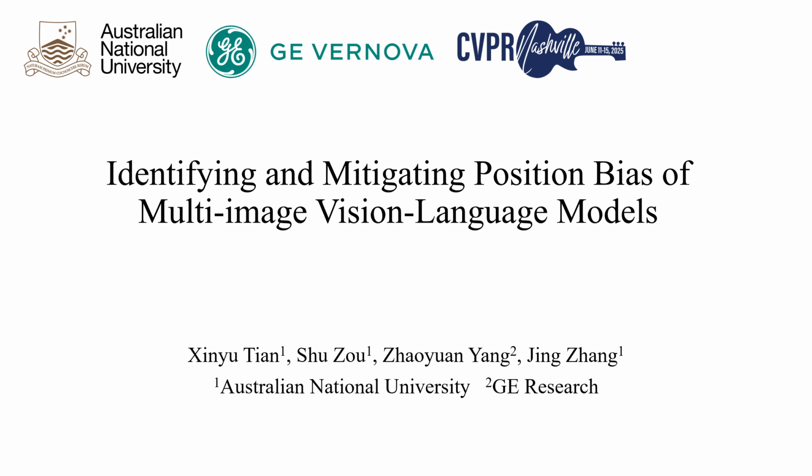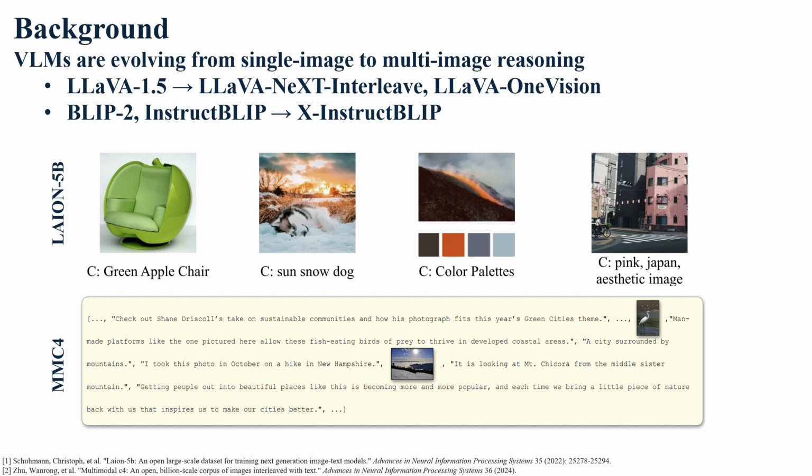Firstly, we will go through some background. Vision language models nowadays are evolving from single-image models like LLaVA 1.5 or BLIP-2 to multi-image models such as LLaVA-NeXT-Interleave or X-InstructBLIP. This progress is fueled by the transition in pre-training data from image-text pairs like LAION to image-text interleaved data such as MMC4.